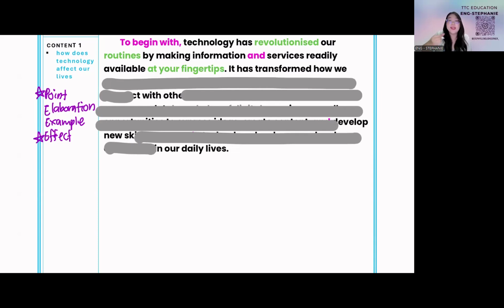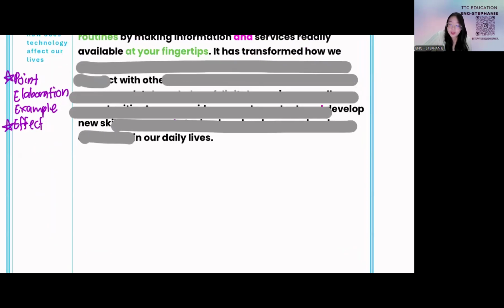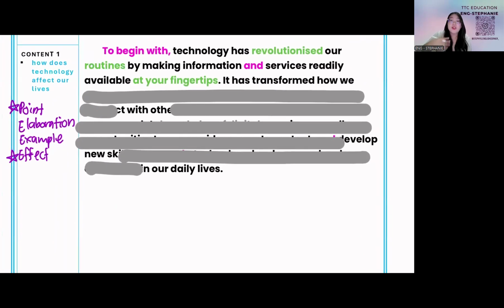So you can say transform. Yes, transform how we. So here is your further elaboration. You say technology has revolutionized our routine. Our routine here is actually our daily life now, right? By making information and services readily available at your fingertips. Can you further elaborate? Can you explain why you say so?